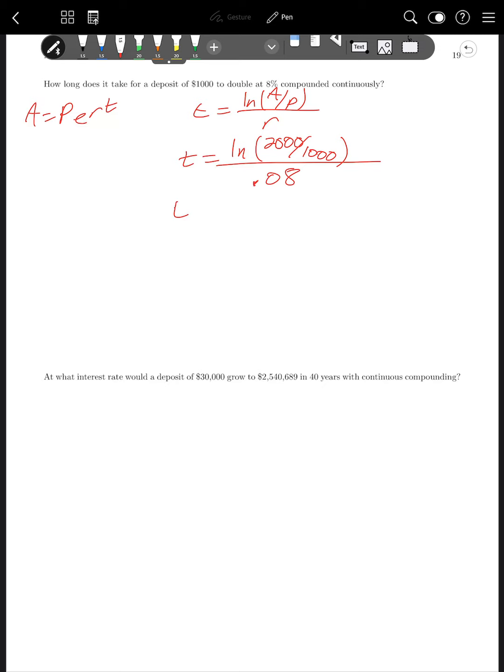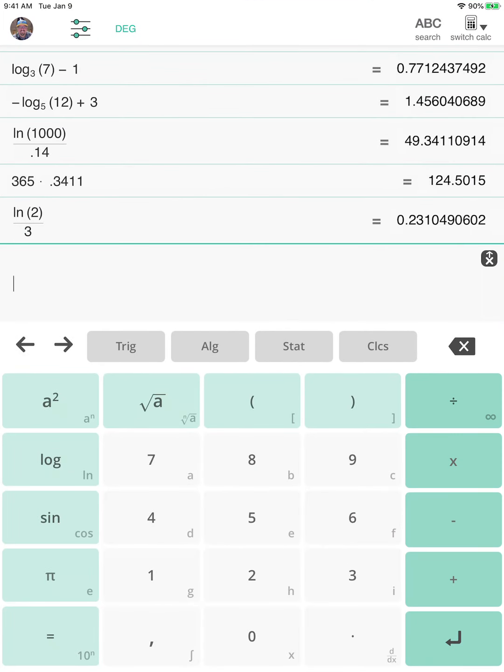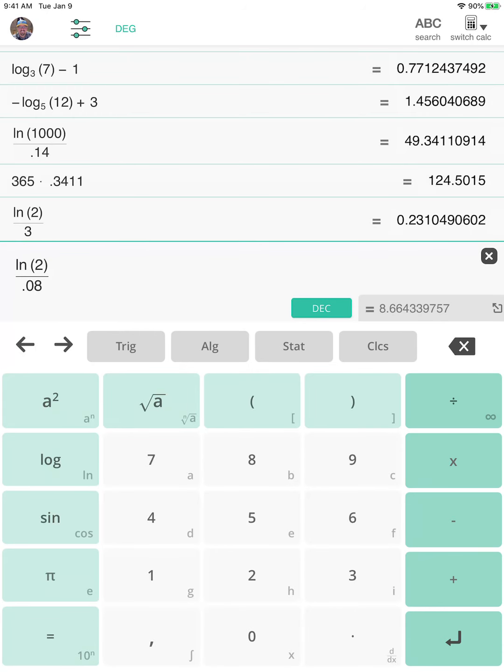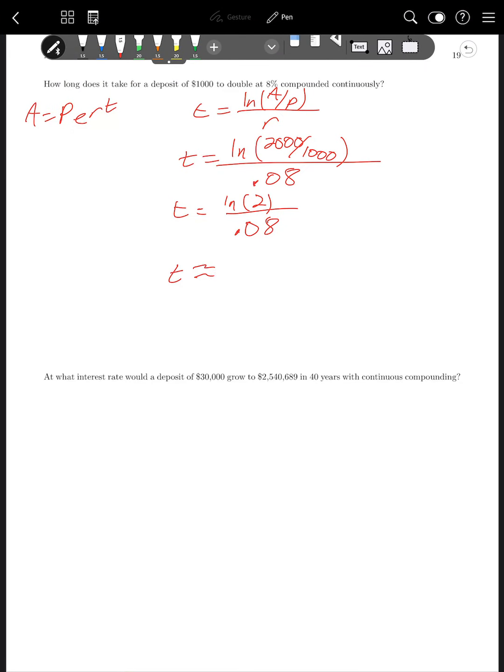And once again, remember, it didn't really matter where we started. So I really could have just put what multiple I'm doing of it. Okay. And so we can go in our calculator and do the natural log of 2 divided by 0.08. Okay, and the answer is 8.664. So t is approximately 8.664 years.